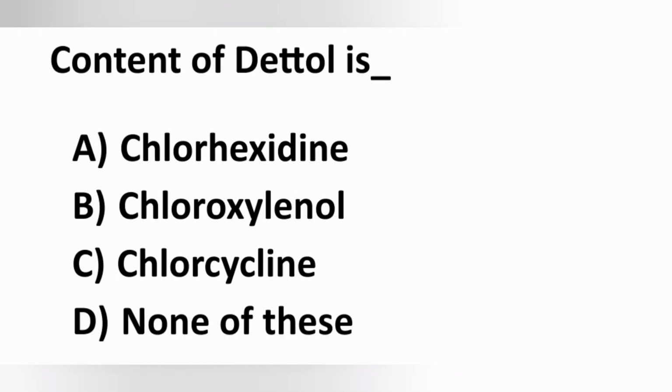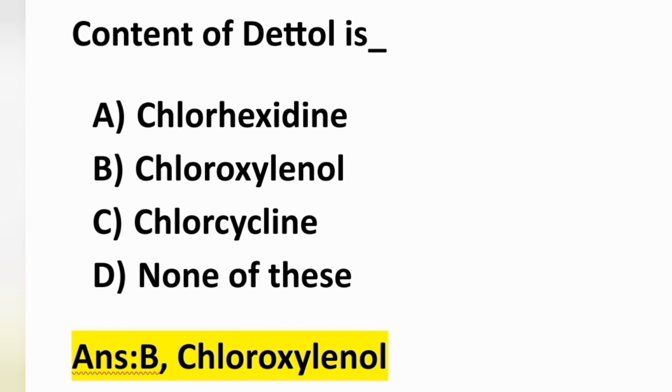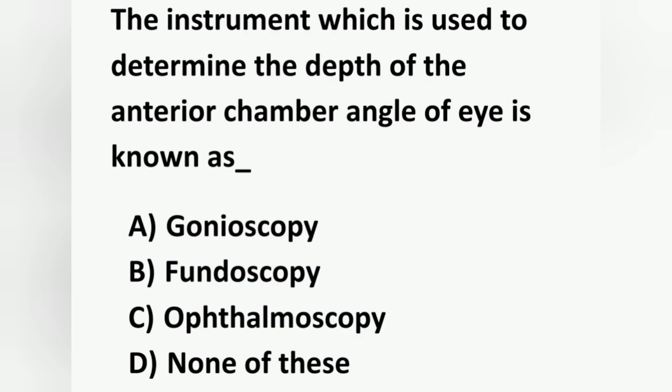The next question, content of Dettol is. Options are option A chlorhexidine, option B chlorosilinol, option C chlorcycline, option D none of this. And the correct answer is option B chlorosilinol is the content for Dettol. It's an important question. Okay, and the content of Savilon is chlorhexidine. Content of Savilon is chlorhexidine. Dettol is chlorosilinol.